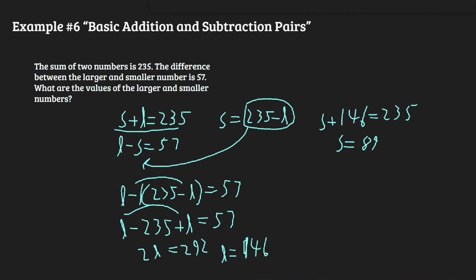And then let's just plug both into the second equation. The L minus S is equal to 57. So 146 minus 89 is equal to 57. So 57 is equal to 57. We checked it and we know that this is right. So our larger number is 146, our smaller number is 89.